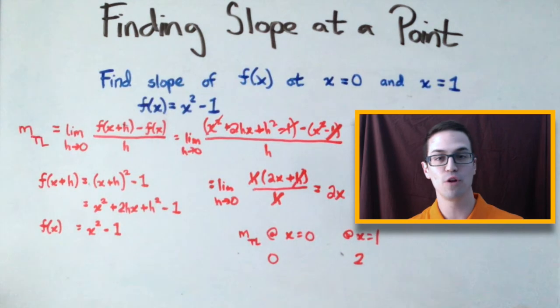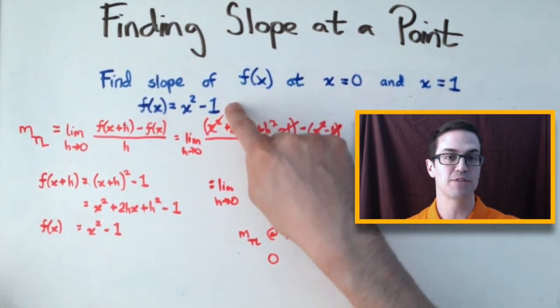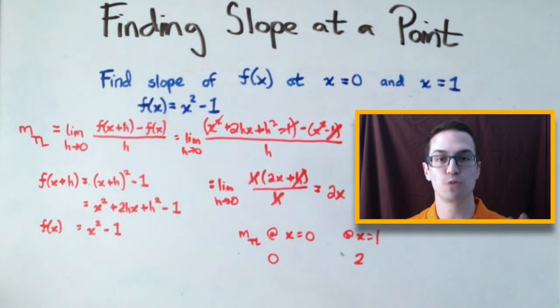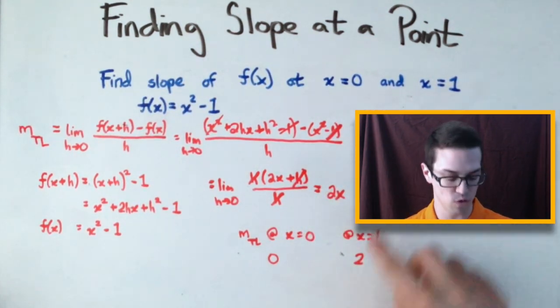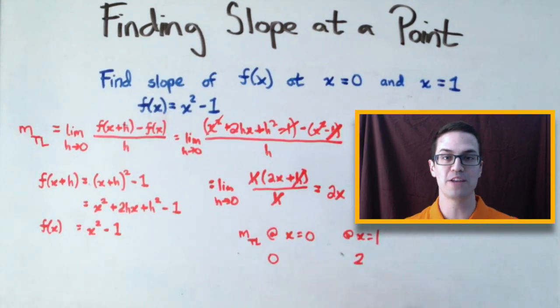So that's finding the slope at a point of a quadratic. Now it's not going to be linear like the last one, so these slopes will be different at different points. Case in point, at 0 it's 0, and at x equals 1 it's 2. So if you have any questions about this, let me know.